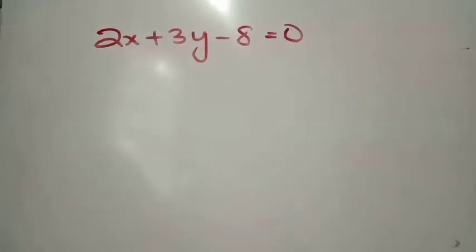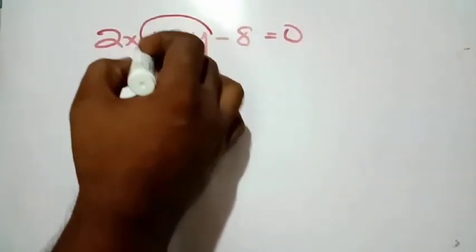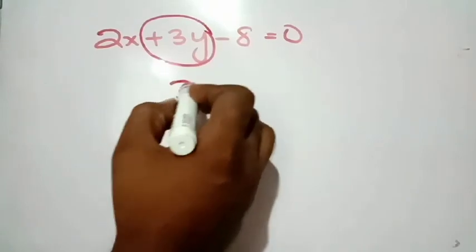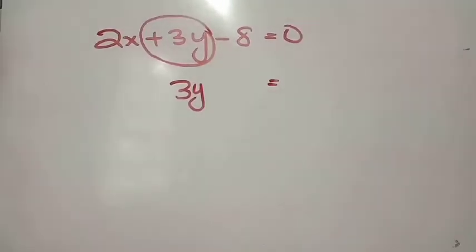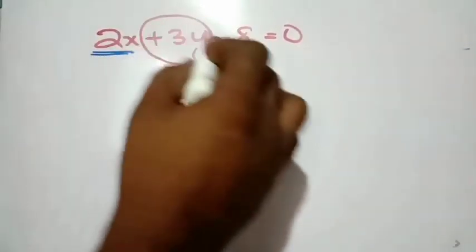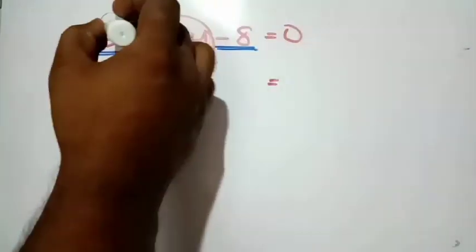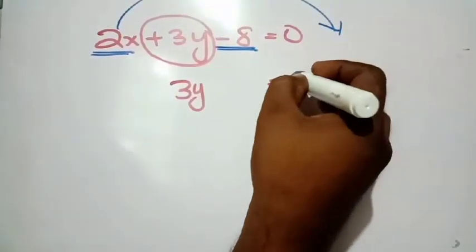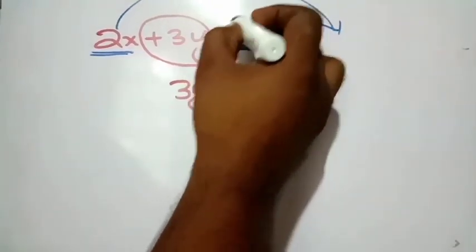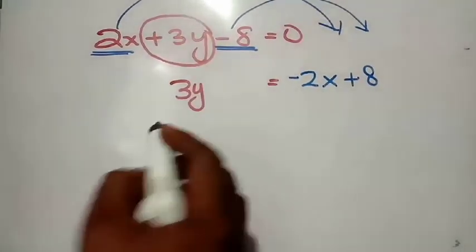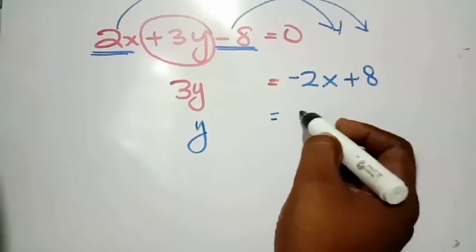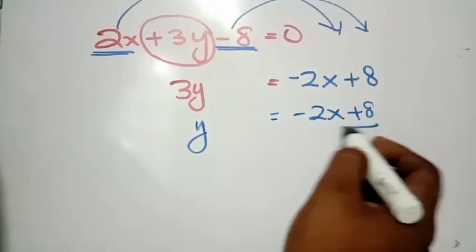Another equation, 2x plus 3y minus 8 is equal to 0. Find the gradient and y-intercept. So for that, let's consider 3y here and take the other terms, 2x and minus 8, to the right hand side. When 2x goes to the right hand side, it becomes minus 2x. And when minus 8 goes to the right hand side, it becomes plus 8. Right? So 3y is equal to minus 2x plus 8.